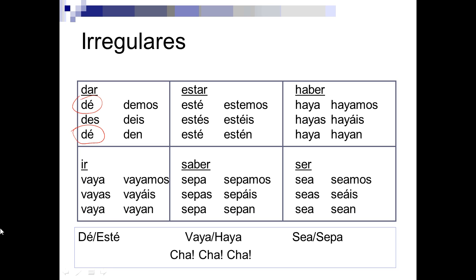And the last thing that you may have learned last year or not, I know my Spanish 2s learned last year, is a little thing to help remember. It's de este, vaya haya, sea sepa, cha cha cha. So here we'll help you remember the irregulars. There's 6 of them. So it's de este, vaya haya, sea sepa, cha cha cha.